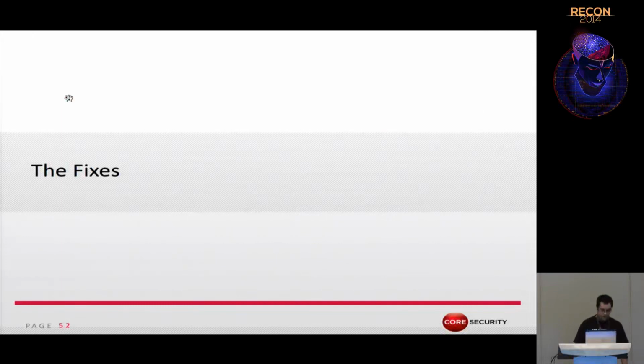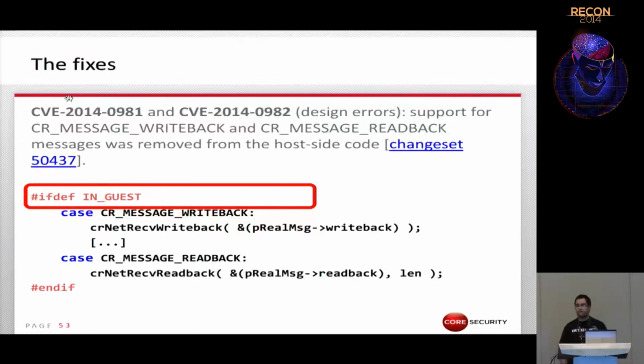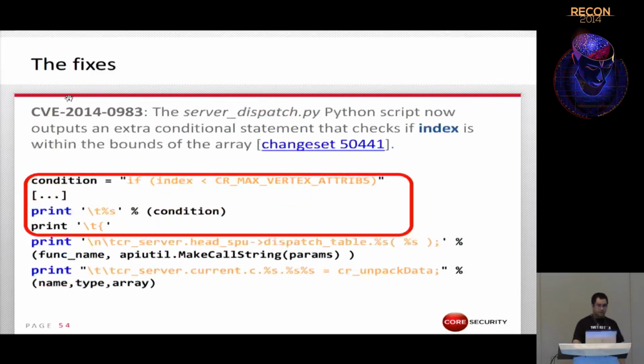So, the fixes. How did Oracle fix these vulnerabilities? In the case of the first two vulnerabilities, that is the vulnerabilities related to the network pointers, they added this extra ifdef statement, which basically removes the support for network pointers from the code that runs on the host side. And in the case of the third vulnerability, they modified the Python script that generates the vulnerable C code, and they added this extra condition. Now they are checking that the index is within the bounds of the array.